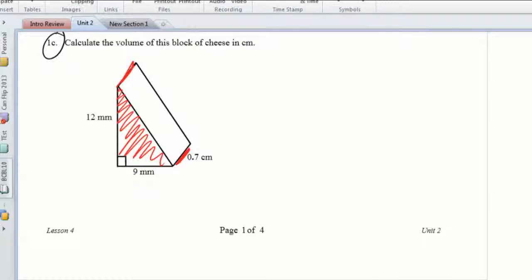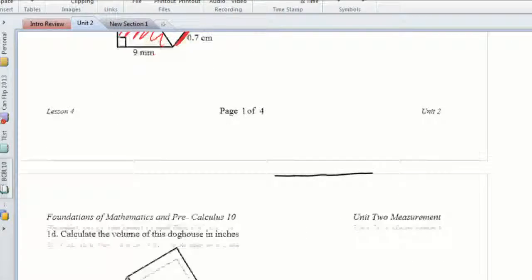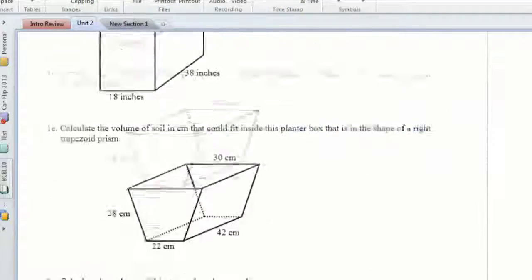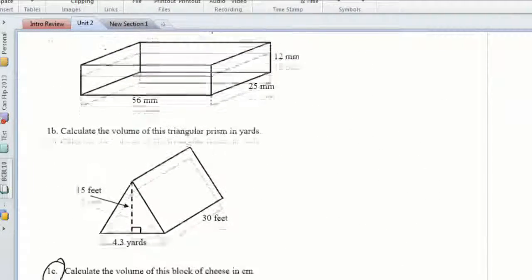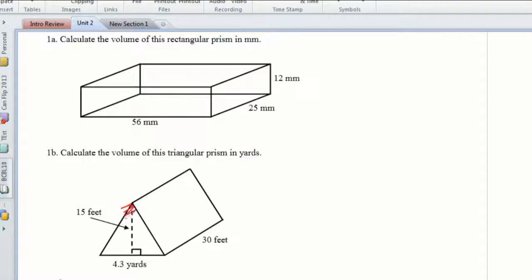That's how we always want to figure out which is the base, because we always want to find the area of the base and then multiply it by the height. So if I look at maybe this one here, same thing. We want to use this triangle as the base, and then this 30 feet is going to be the height. So that's kind of the trick to these questions.